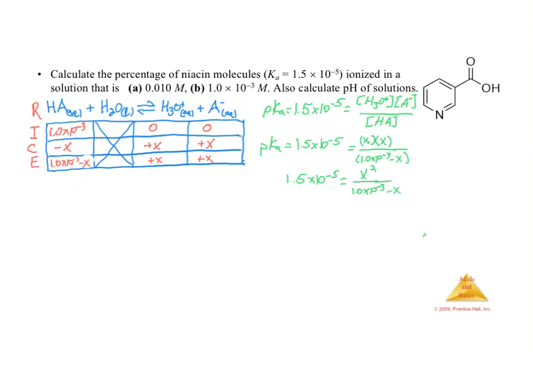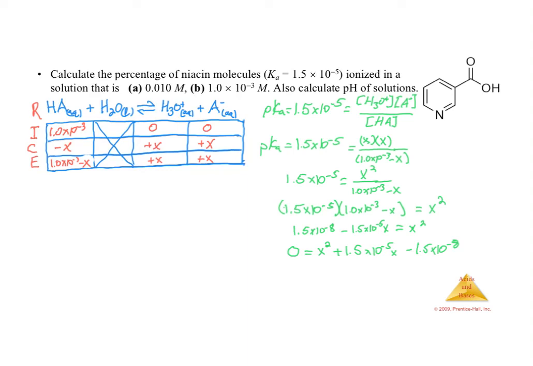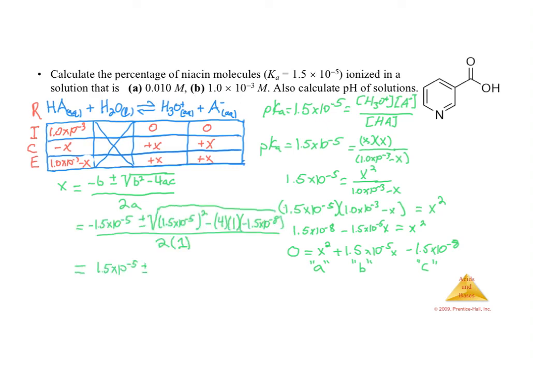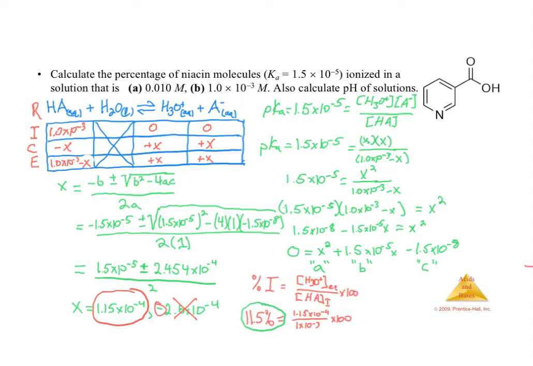So having replaced our X's, we can now go in and set up for our quadratic formula. Now we can very carefully solve the quadratic equation, solve for X, and determine which X makes sense. Remember, one of them won't be valid. Now we can solve for the percent ionization and pH of this solution.